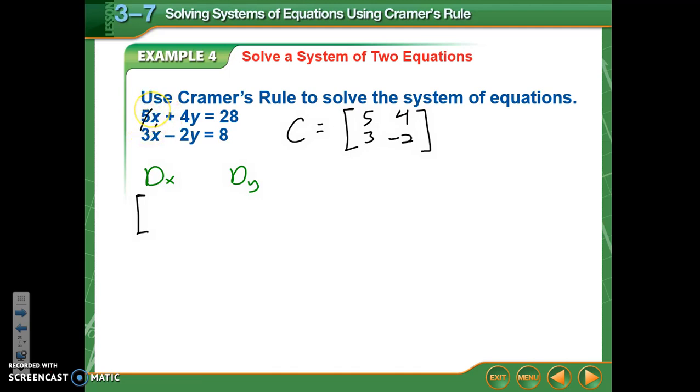So instead of 5 and 3, I'm going to write 28 and 8, but I'm going to leave the other two coefficients the same, 4 and -2. Then I'm going to do the same thing for y, except this time I'm going to replace the y column. So the x column stays the same, 5 and 3. I replace the y coefficients with 28 and 8. And then I'm going to calculate the determinant of all three of these.